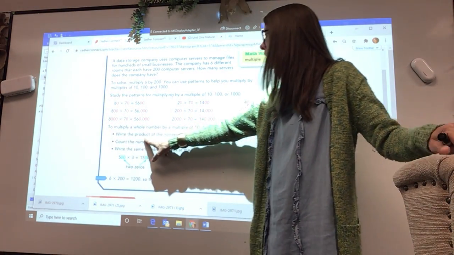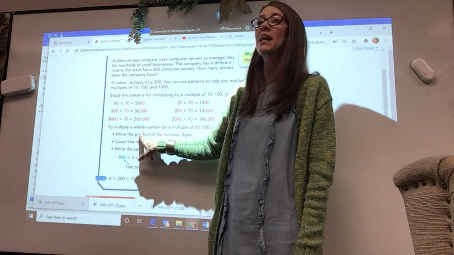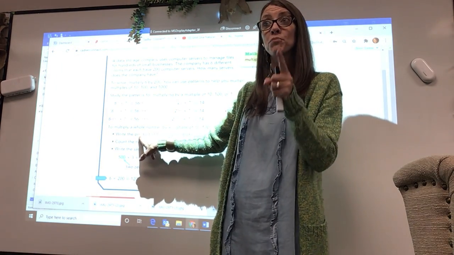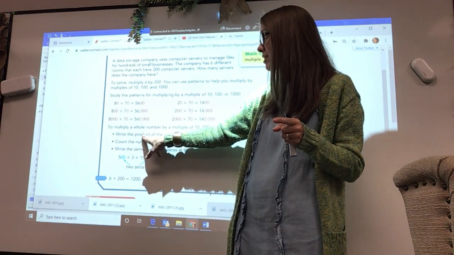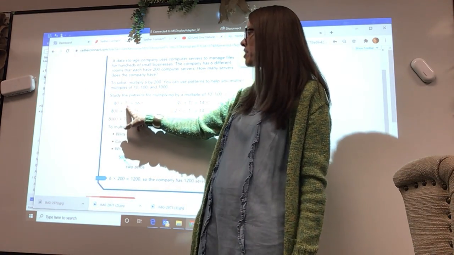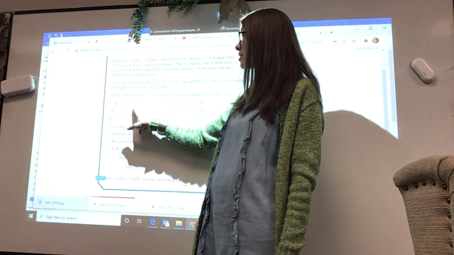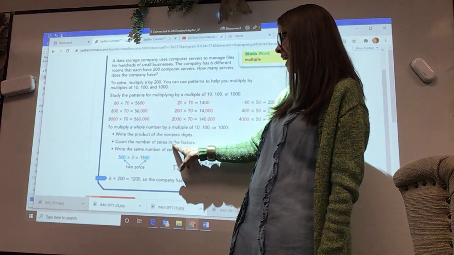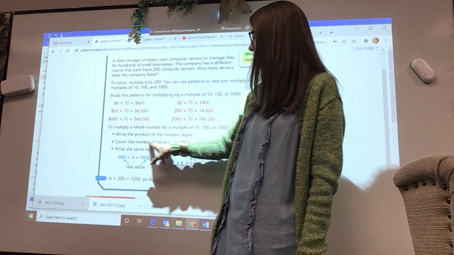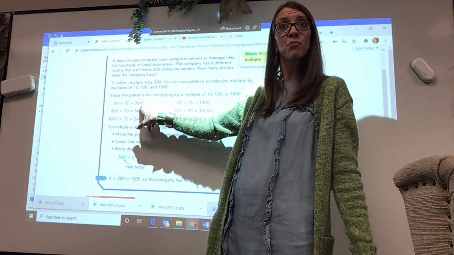First thing you do, you write the product of the non-zero digits. Okay, what does the product mean? What is product? Yes? The answer to a multiplication problem. So you write the answer to the multiplication problem of the non-zero digits. Let's look at this. What are the non-zero digits right here? 8 and 7. So you write the product, which is 56, and then it says, write the same number of zeros at the end of the product as you counted. Okay, count the number of zeros, 1, 2, and then write the same number after your product.